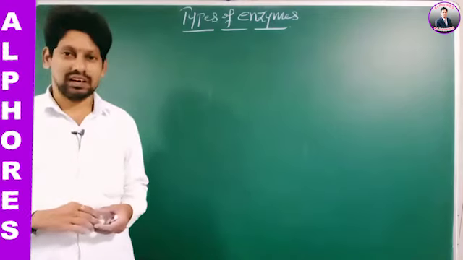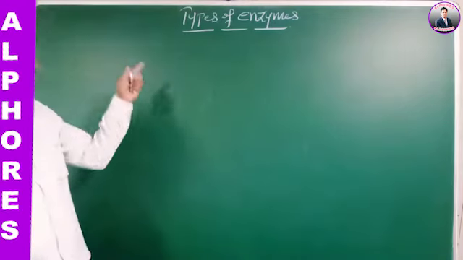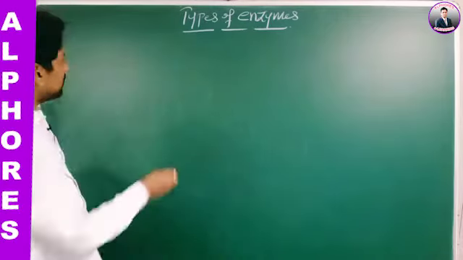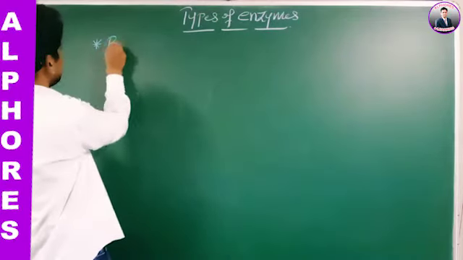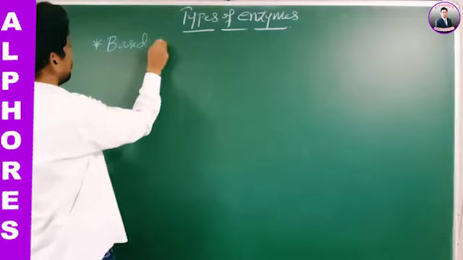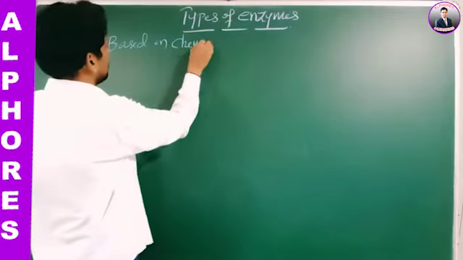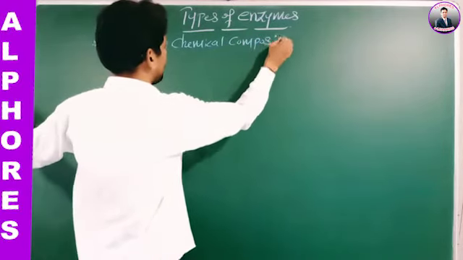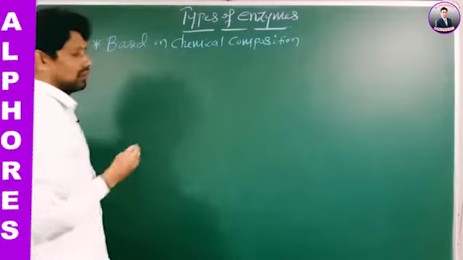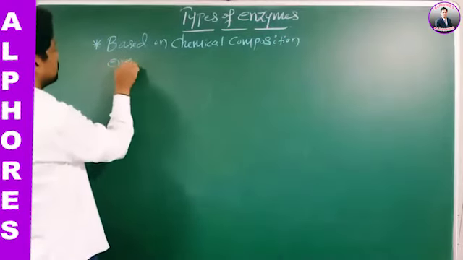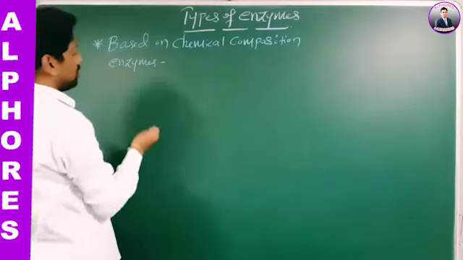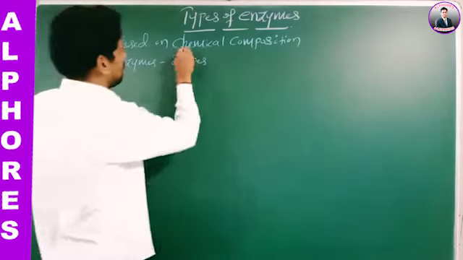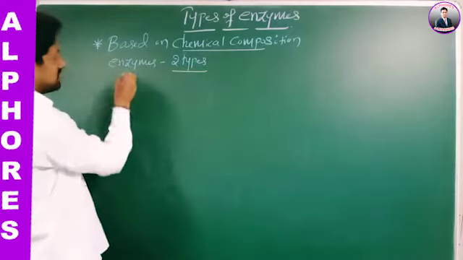Students, we are discussing the chapter enzymes, right? In these enzymes, go for the next topic: types of enzymes based on chemical composition. Based on chemical composition, enzymes are of two types. Enzymes are of how many types? Two types, based on chemical composition.